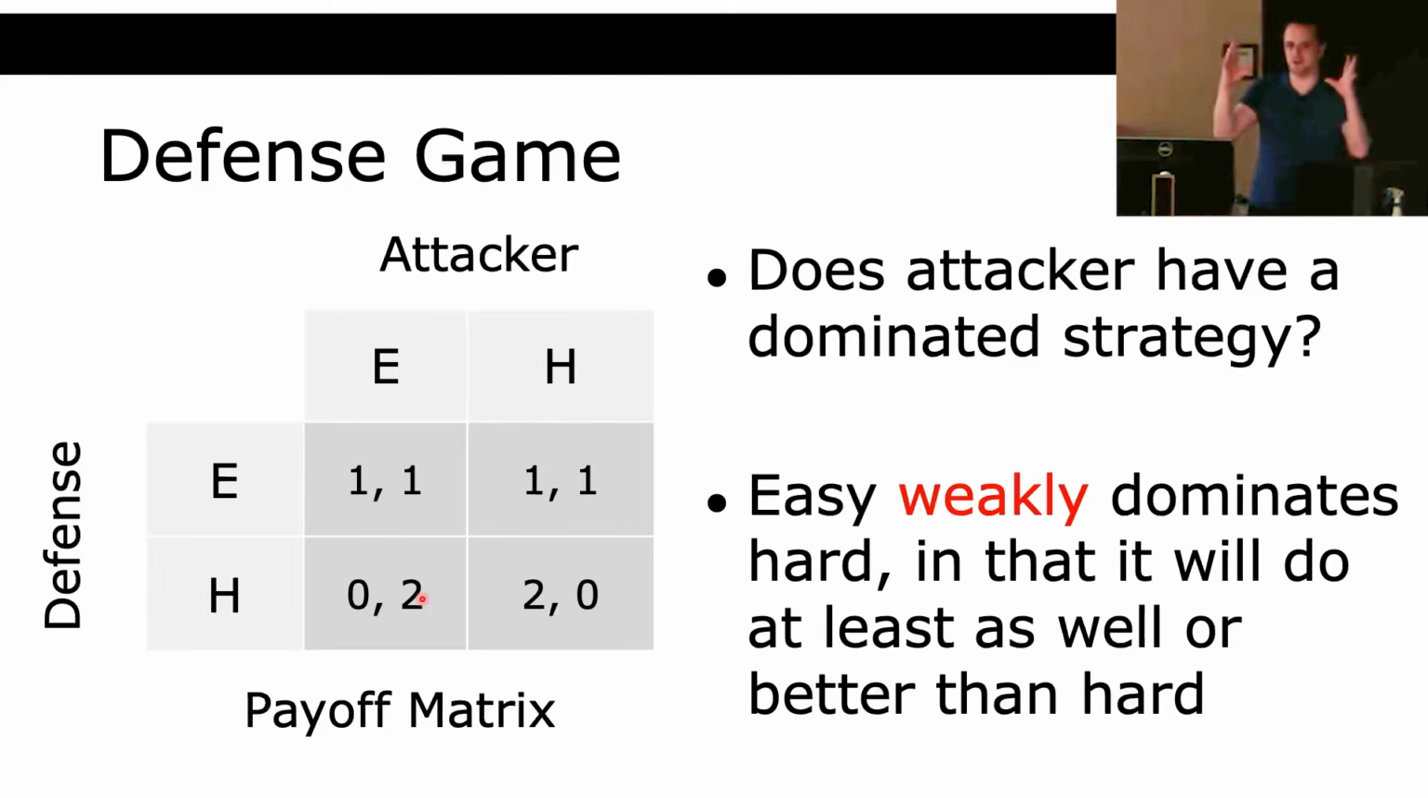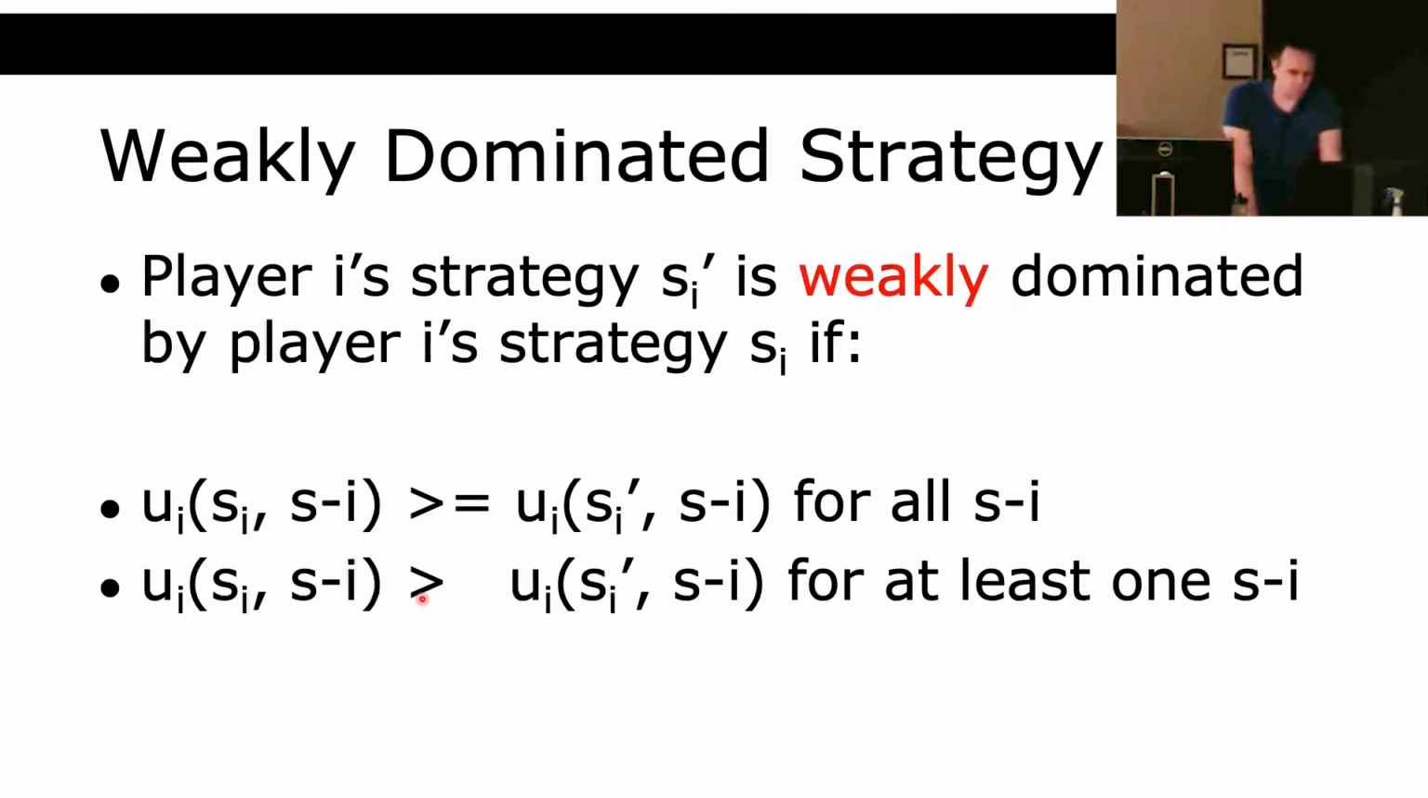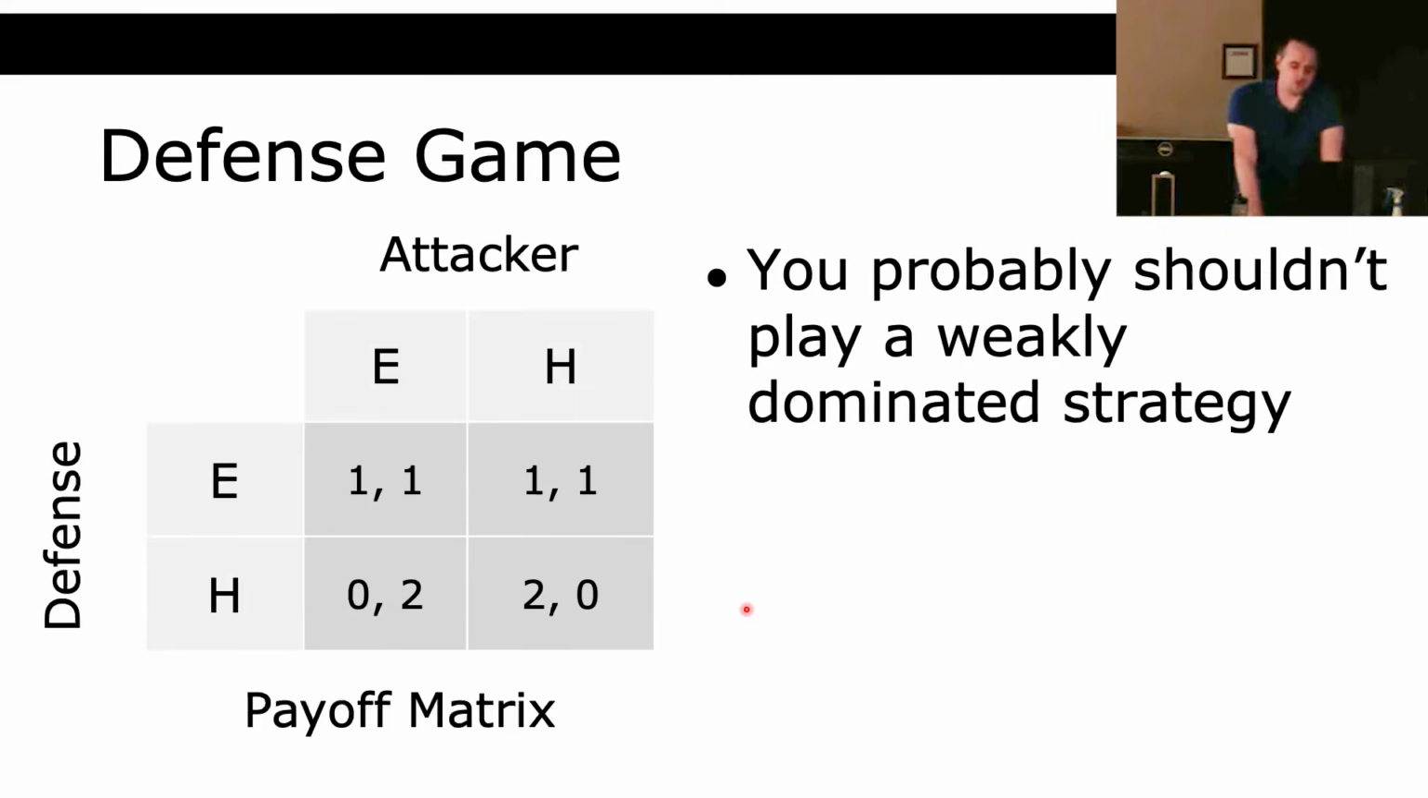But if they're all the same, then we have to choose one of them. So if they're all the same, then they're equal, and they're not weakly dominated. Weakly dominated essentially just means that for everything, we are at least as good as it, but for at least one thing, we are greater than it. So this strategy does better in at least one case and equal to or better in all the other cases. That is weak domination. So you probably shouldn't play a weakly dominated strategy.